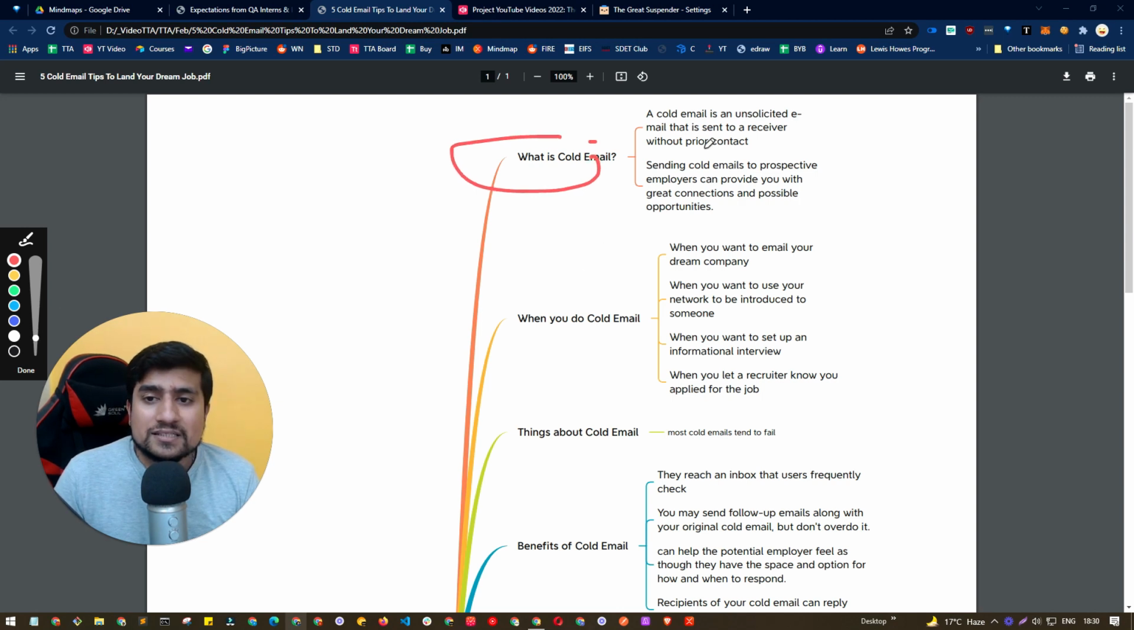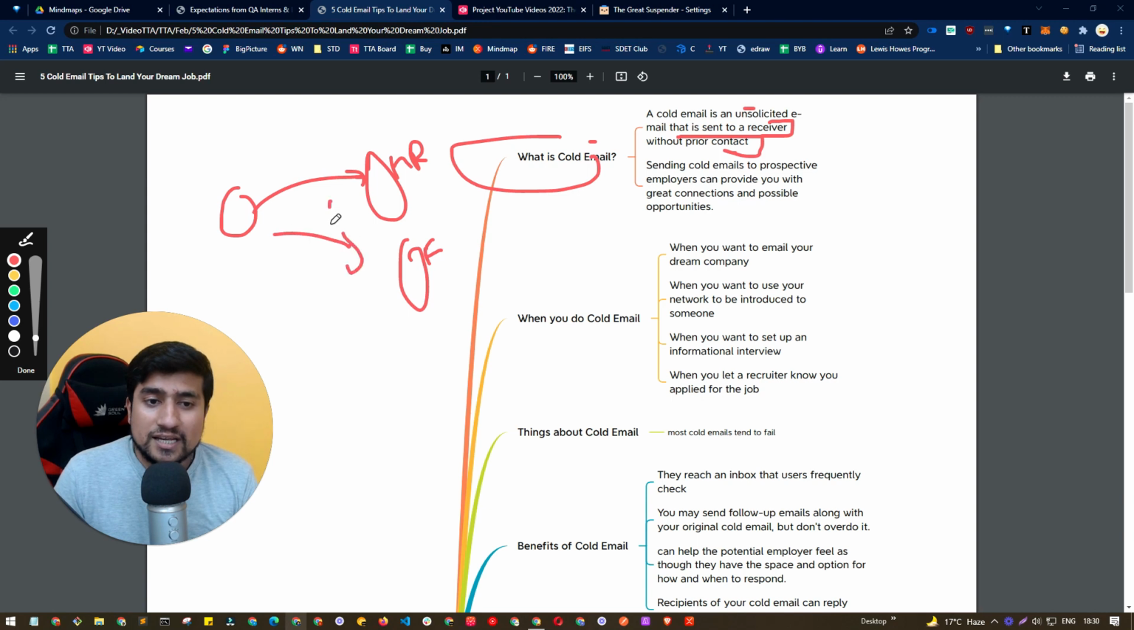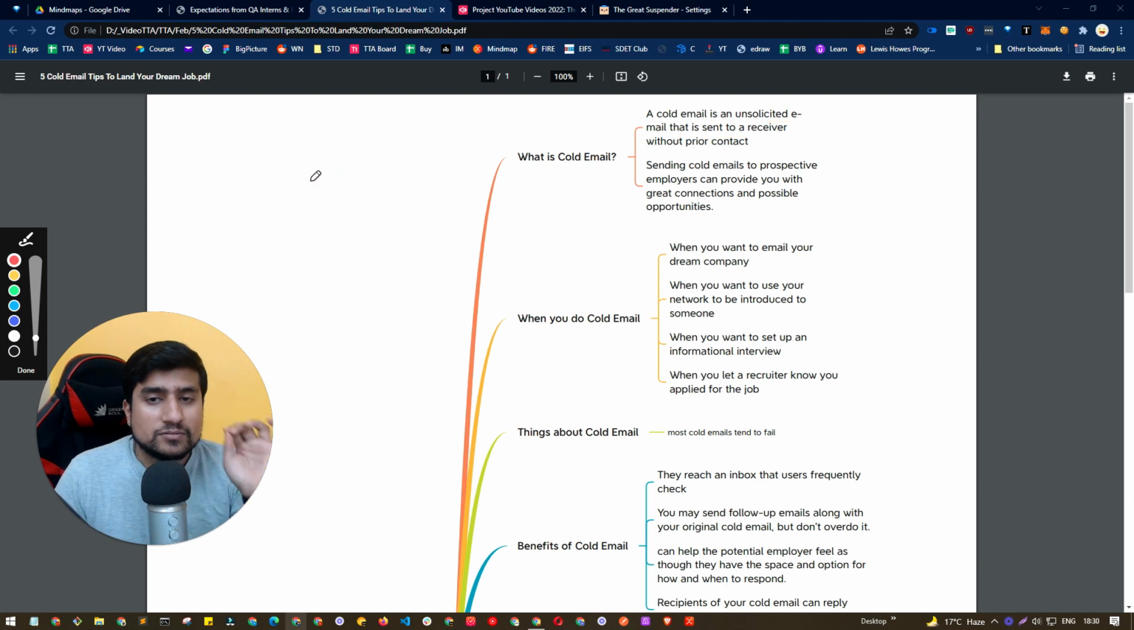A cold email is nothing but an email sent to a receiver without any prior contact. So basically, you are sending an email to a person. This can be HR, it can be your friend. You're sending an email, but you don't know them properly. The purpose is basically to get something back.